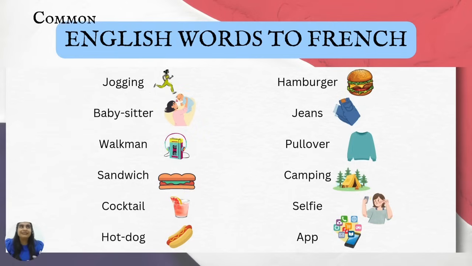Now, of course, English pronunciation is a little bit different. However, the French do have a special way of pronouncing them due to their accent. So they would say jogging, babysitter, Walkman, sandwich, cocktail, hot dog, hamburger, jeans, which is pronounced the same, pullover, camping, selfie, and up instead of app.